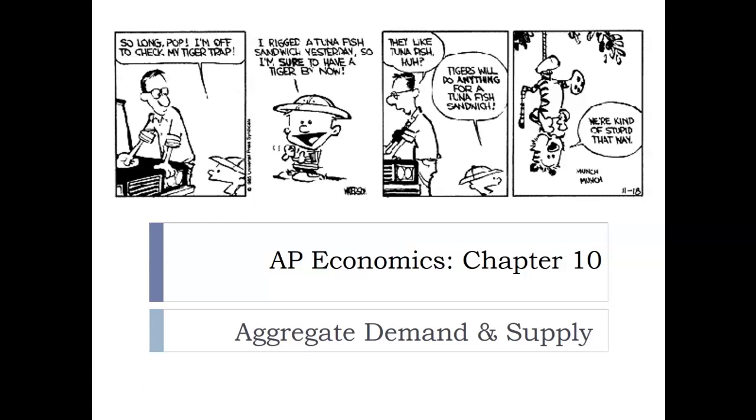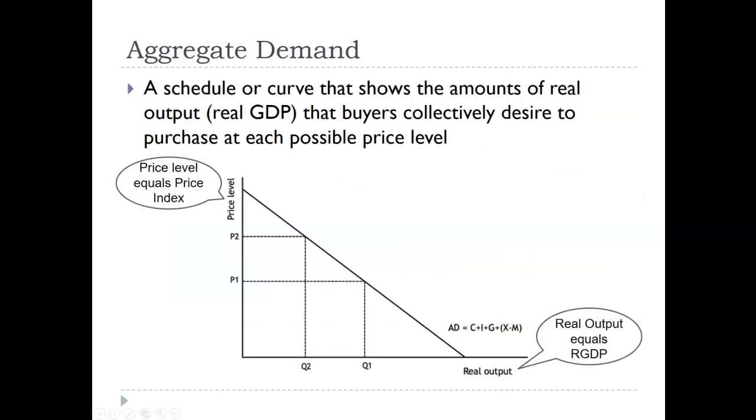This is Mr. Farmer. Today we're talking about aggregate supply and aggregate demand. So the aggregate demand is a schedule or curve that shows the amounts of real output that buyers collectively desire to purchase at each price level.